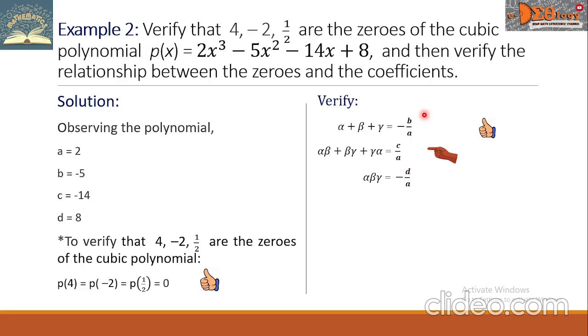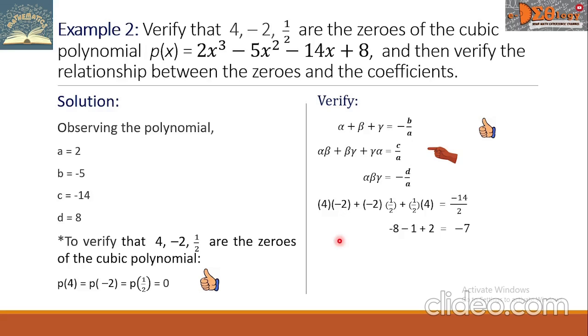Let's go to the second relationship. Let us substitute the values. We have 4 times negative 2 plus negative 2 times 1 half plus 1 half times 4 equals c over a. The c is negative 14 over a, which is 2.